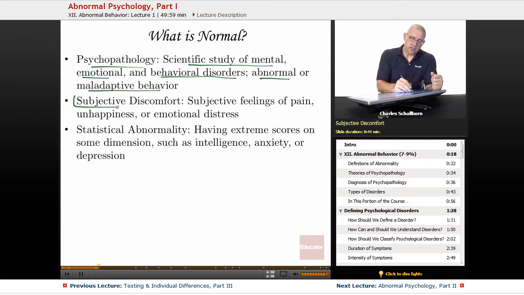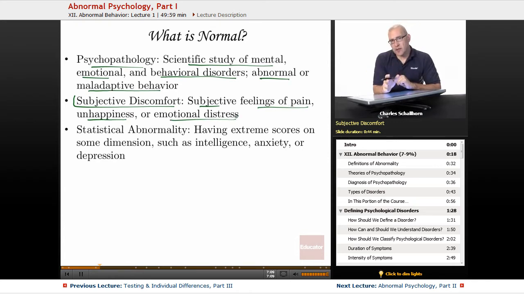The first is subjective discomfort. To what extent is the individual feeling subjective feelings of pain, unhappiness, or emotional distress? If you've ever known anybody with an anxiety or a mood disorder, you know that it creates incredible levels of emotional distress. Since that is the case, you need to be understanding of the disorder. You need to understand that they can't help it. There is going to be this emotional stress, and they need help dealing with it. So there's subjective discomfort. That's an individual's internal perception of what's going on.